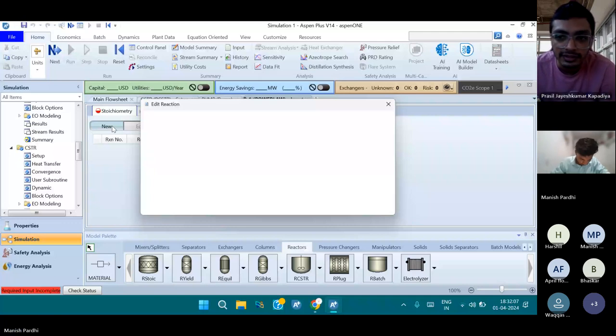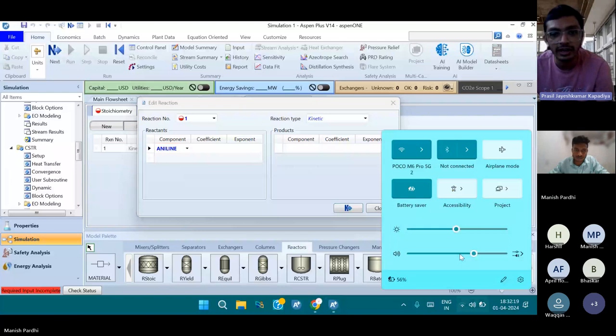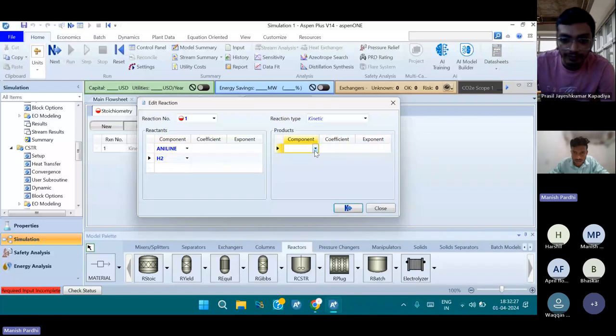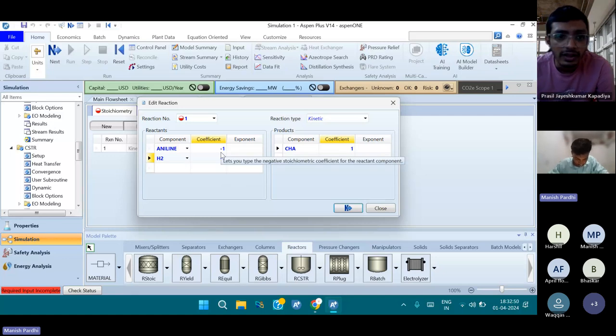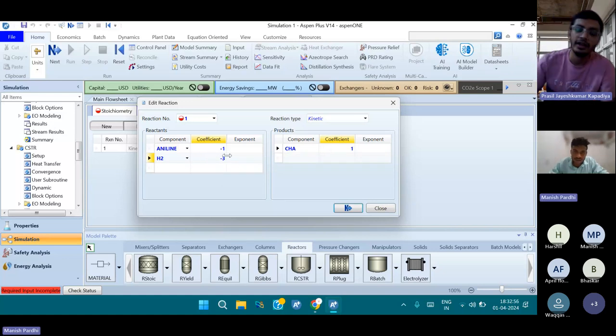It is lagging. Yeah, now add aniline, hydrogen. Yeah, now it's working. Aniline, hydrogen, and cyclohexylamine. Yes. We have to add a coefficient also, no? Yes. What will be the coefficients? Aniline is 1 mole and hydrogen is 3 moles, no? Yes. So what will be the coefficients? -1, -3 for the reactants and +1 for the product. Okay, what is told?